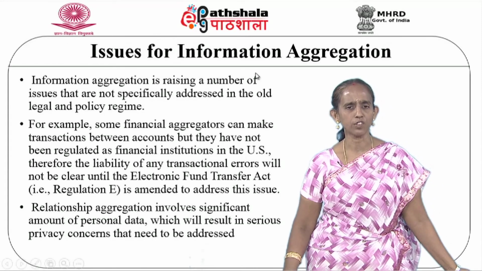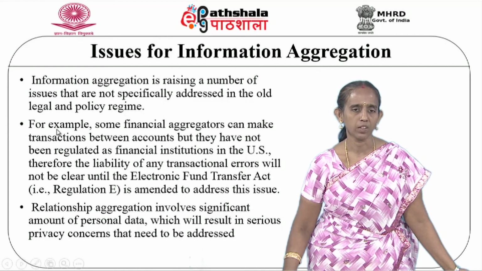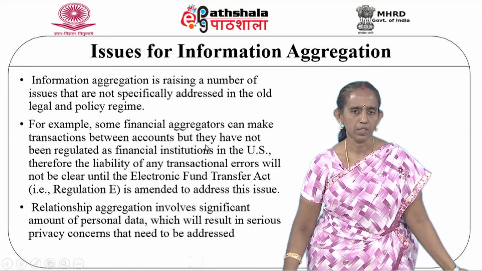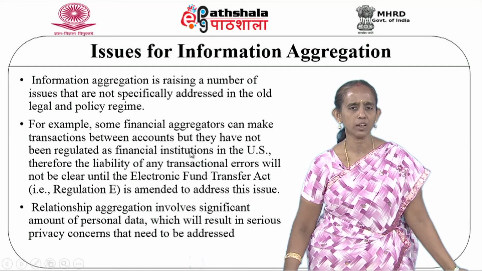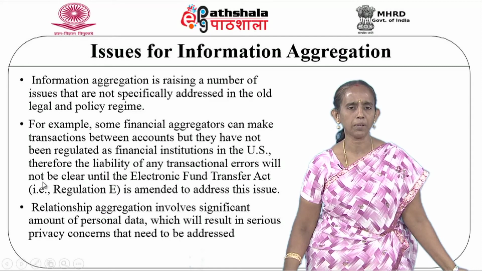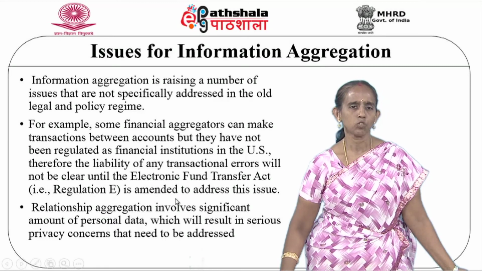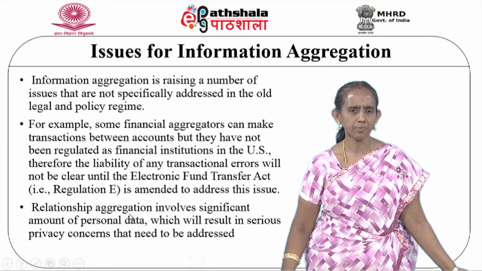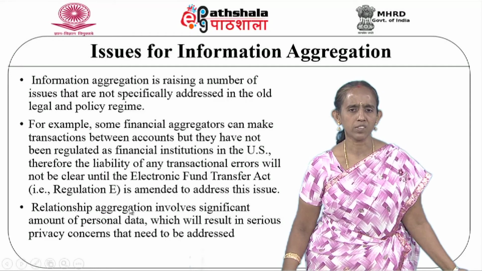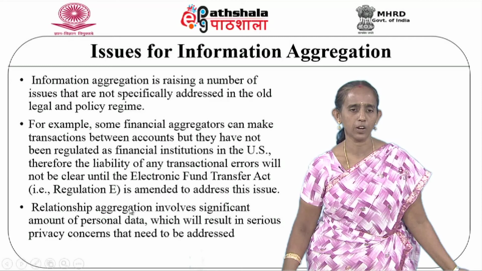There are certain issues that arise for information aggregation. Information aggregation raises a number of issues that are not specifically addressed in the old legal and policy regime. For example, some financial aggregators can make transactions between accounts, but they may not have been regulated as financial institutions in the US. Therefore, the liability for any transactional errors will not be clear until the Electronic Fund Transfer Act is amended to address these kinds of issues. So this is one kind of issue that arises, wherein it is not possible to segregate or find out transactions that are being made by financial institutions which have not been regulated as such.